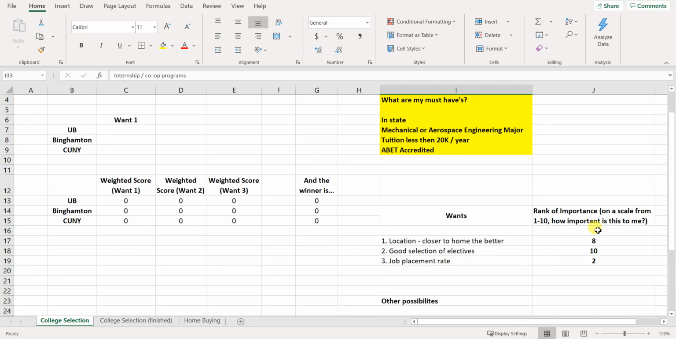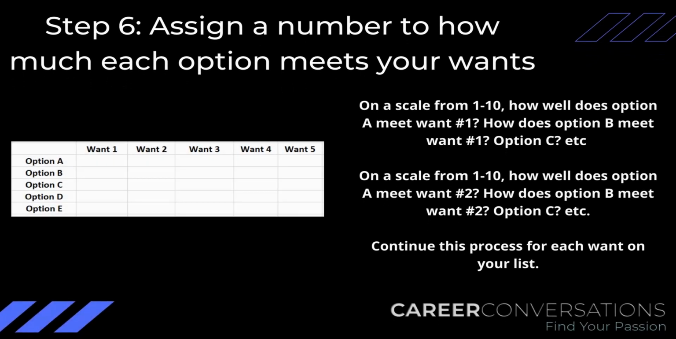So now that we've ranked all our wants, and said each one of these is worth a certain point value, what we're going to do now is go through, again, we deleted the one that didn't meet my must-haves. I deleted that. So now I've got these 3 left, right? Now we're going to go through each school and say, how does it match that want?